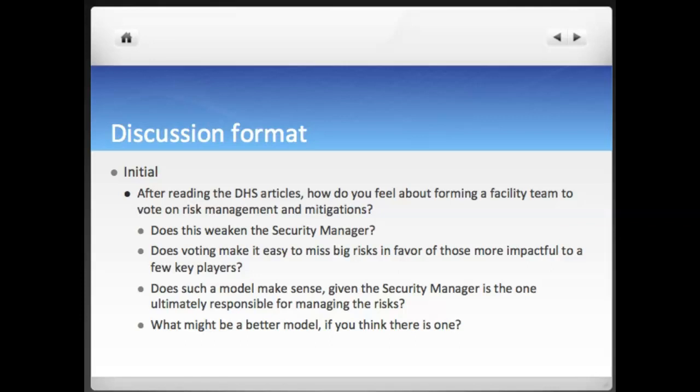It's a forced cooperation model, which is in some ways good, but it also has some vulnerabilities because it's a vote. And the security manager, as the subject matter expert, may understand how I can take a single set of risks and put one mitigation in place and solve them. And collectively, I've covered a big hole, right? Because it's a little problem for everybody, and I just fixed it with one mitigation. But if it's not voted on that way, then I may spend my time doing things that are less impactful. And so, is it easy to miss big risks and favor those?